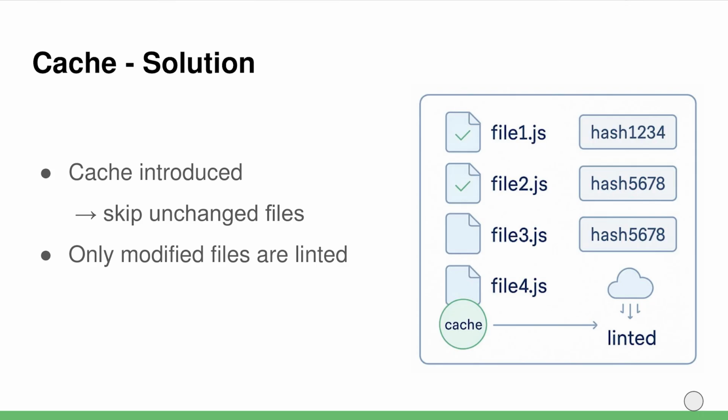And let's talk about the solution. In AGLint version 4, we introduced a caching mechanism. Now, the linter keeps track of previously linted files and their content checksums. If a file has not changed since the last run, we just skip it. Only files that were modified in the current commit are linted.